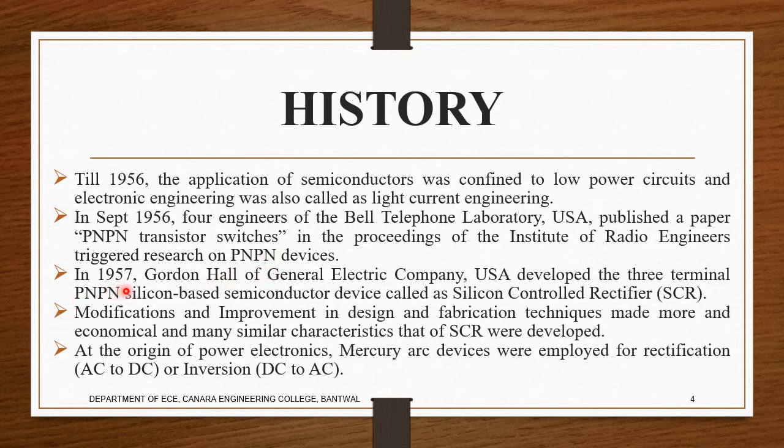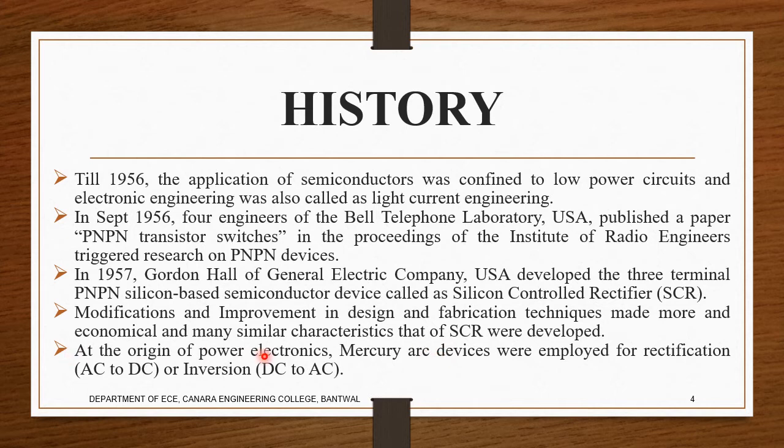In 1957, Gordon Hall of the General Electric Company, USA developed the three-terminal PNPN silicon-based semiconductor device called the silicon controlled rectifier, which we call SCR for short. Many modifications, improvements, and fabrication techniques were studied to make it more economical, and many similar kinds were made in this research, which led to the SCR being developed.